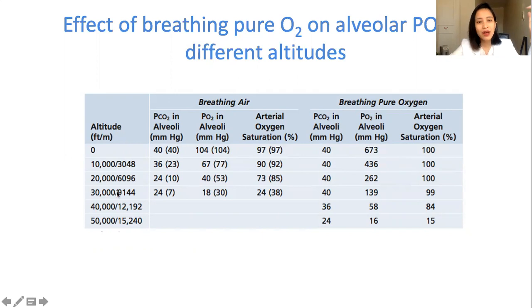But when you go higher in terms of altitude, let's say at 30,000 feet, there's lower PCO2, remember, and lower PO2 also in the alveoli. And if you check the arterial oxygen saturation, it will be only 24% in the acclimatized person. And this is dangerously low. You have a hard time breathing already. Later on, I'll show you the effects of hypoxia in the brain.